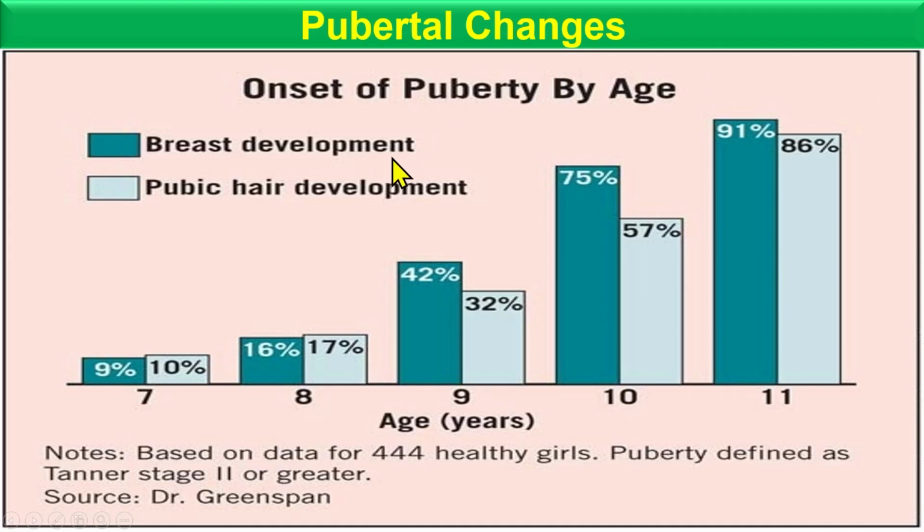Okay, here you can see the onset of puberty by age. So 7, 8, 9, 10, 11. So breast development and pubic hair development, where you see the maximum at near about 11 years old. So when it reaches 11, 91% of girls achieve the breast development, and 86% achieve the pubic hair development.